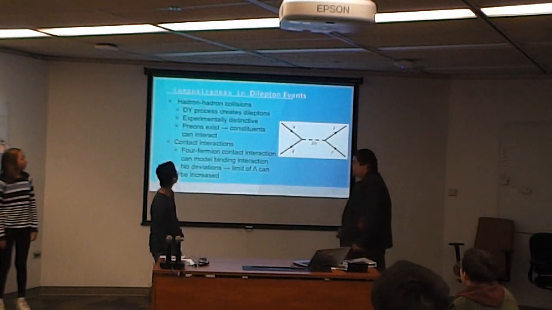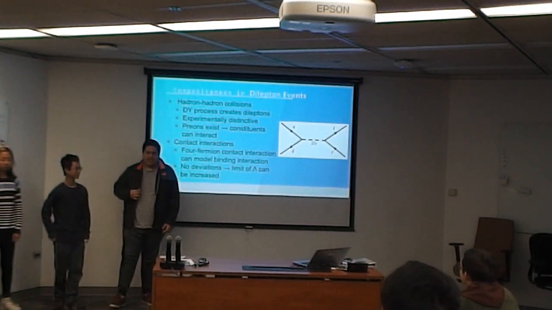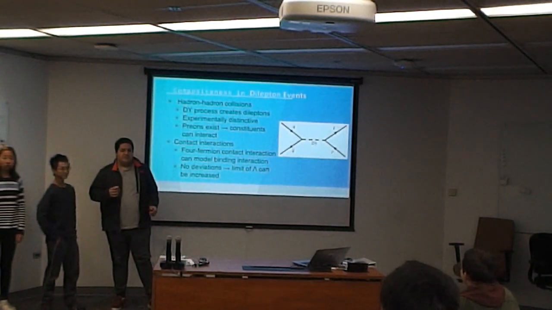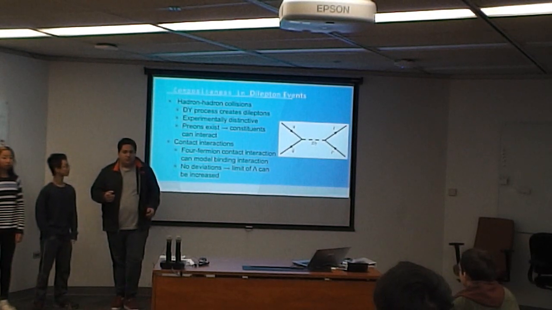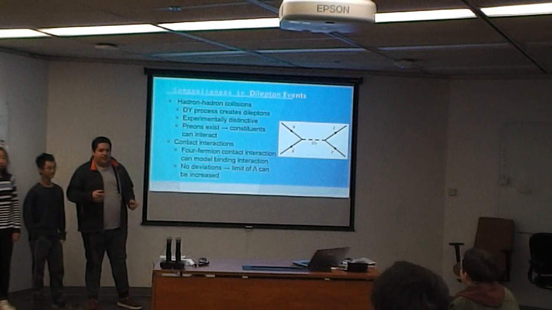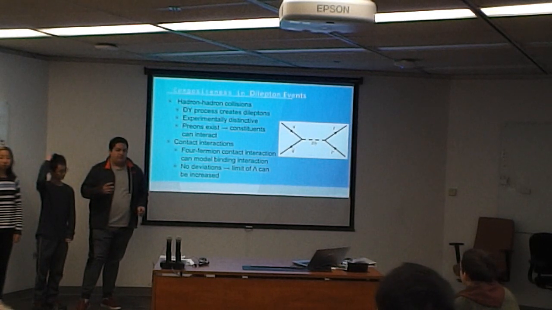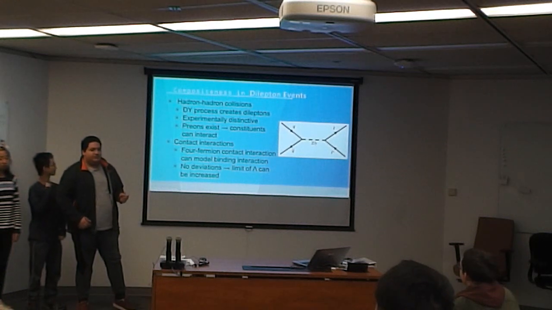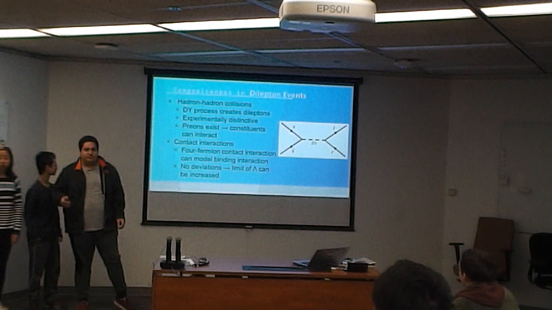Okay, so I'm going to talk about compositeness and dilepton events. In hadron-hadron collisions at high energies, massive pairs of leptons form through the Drell-Yan process, where quarks and antiquarks annihilate to form dileptons. They're well separated from jets of hadrons and other particles that are formed after a collision, so it makes the process experimentally distinctive, and it makes background discrimination a lot easier.